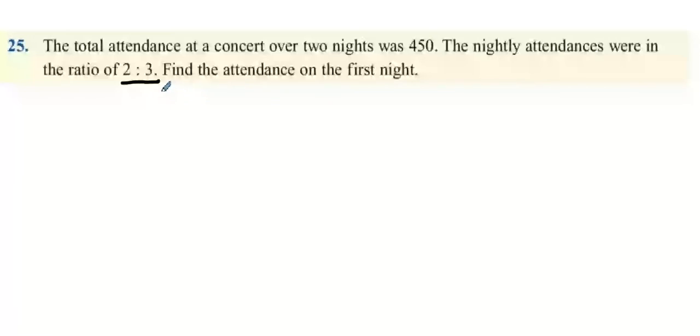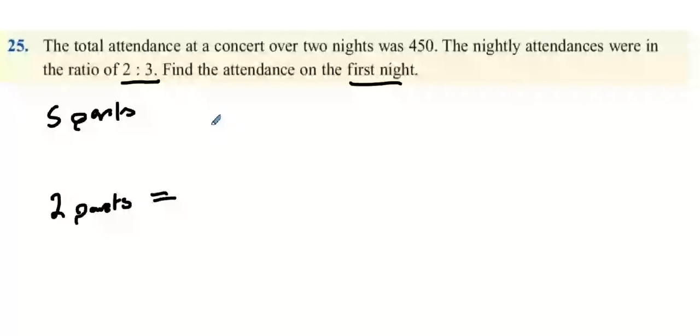Okay, so if you add the two of these together, 2 plus 3, you have 5 parts. You have 2 parts for the first night, which is what we're looking for, and 3 parts on the second night. But you only want to know the first night, so you only need to find out what 2 parts are. So 5 parts equals 450.